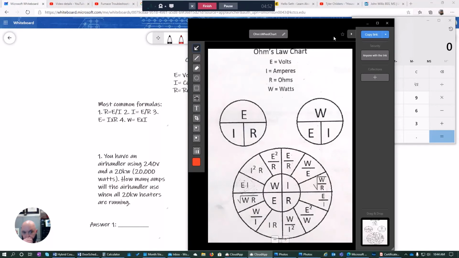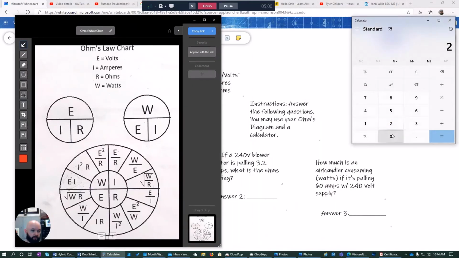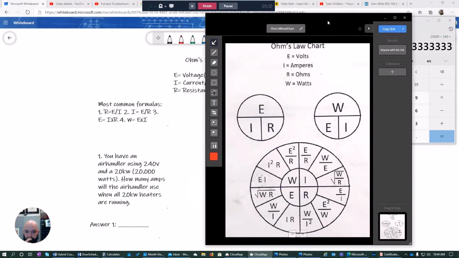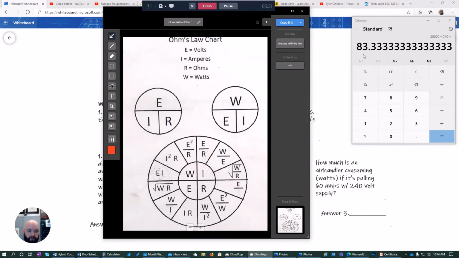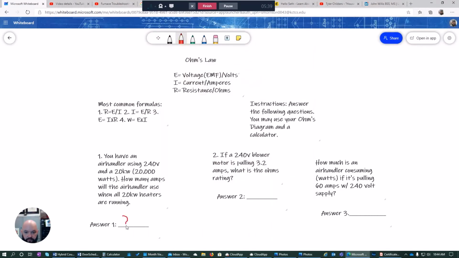Okay, so let's try this. Watts divided by volts will get us our answer. 20,000 watts divided by 240 volts equals 83.3 repeating. If you remember the rule of thumb, 20 amps per 5 kilowatts, so 20, 40, 60, 80 is how I would describe it. You got 80, but if you want to be more precise, we're pulling 83.33. So your answer here would be 83.33. Not very good with drawing with a mouse.